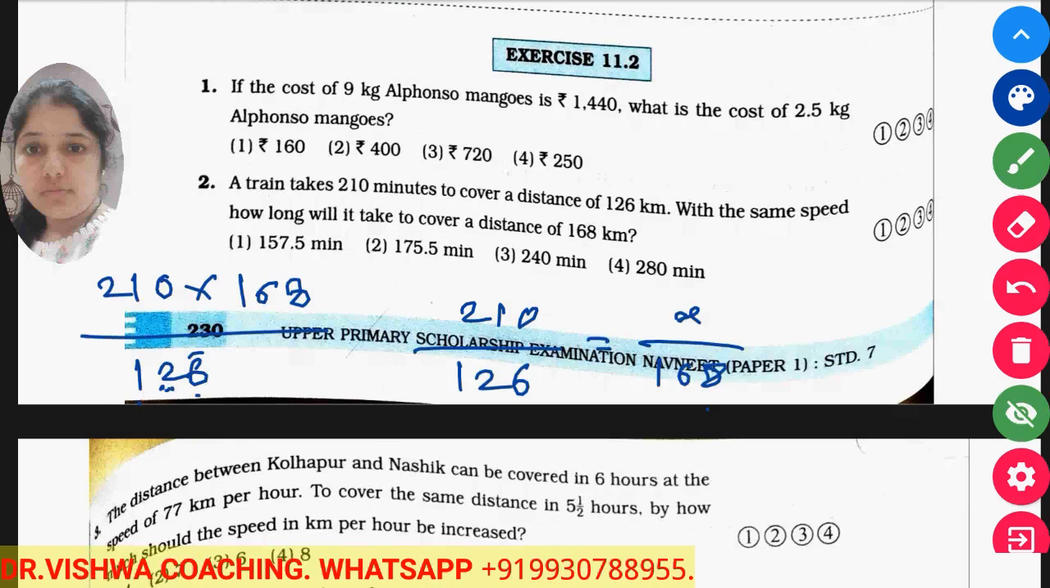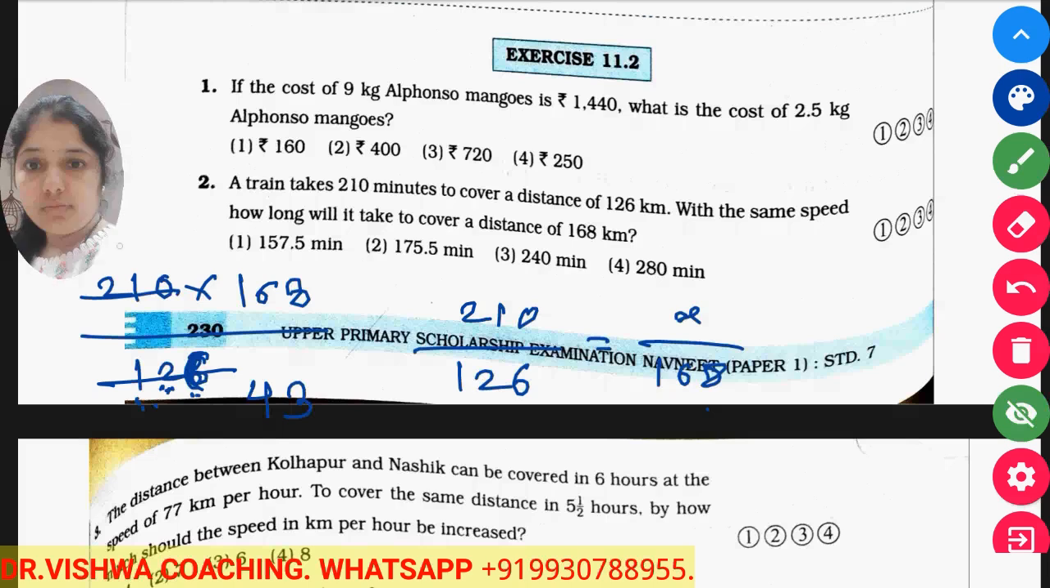8 plus 2, 10, 10 plus 11. So it is not divisible by, sorry, this is 126. So 6 plus 2, 8, 9. It is divisible by 3. So 3 4s are 12 and 3 3s are 9. Here 3 7s are 21 and 70.